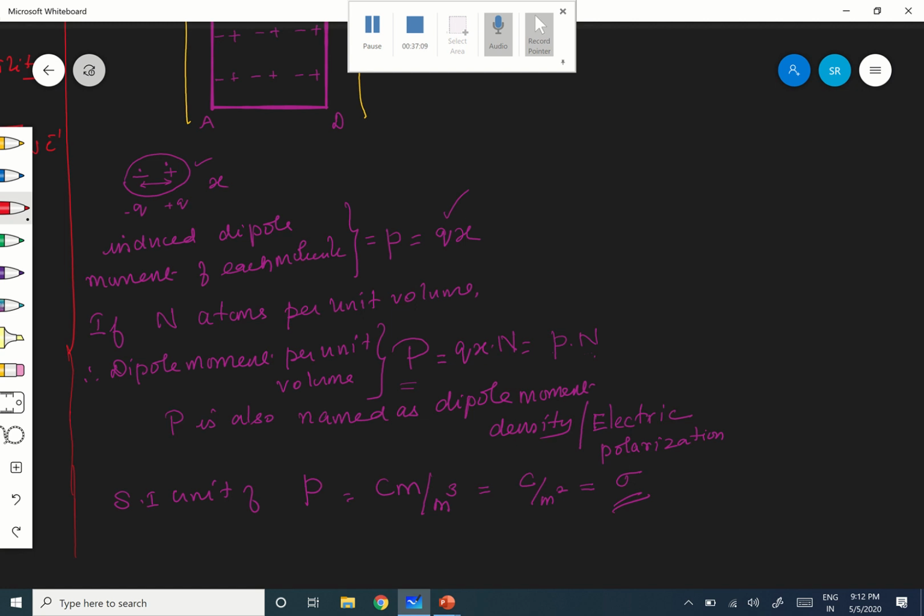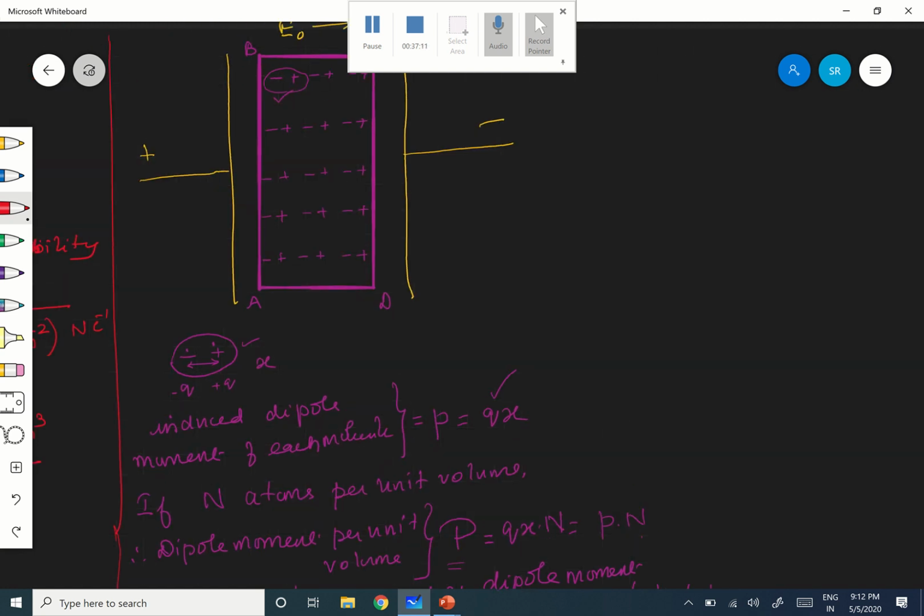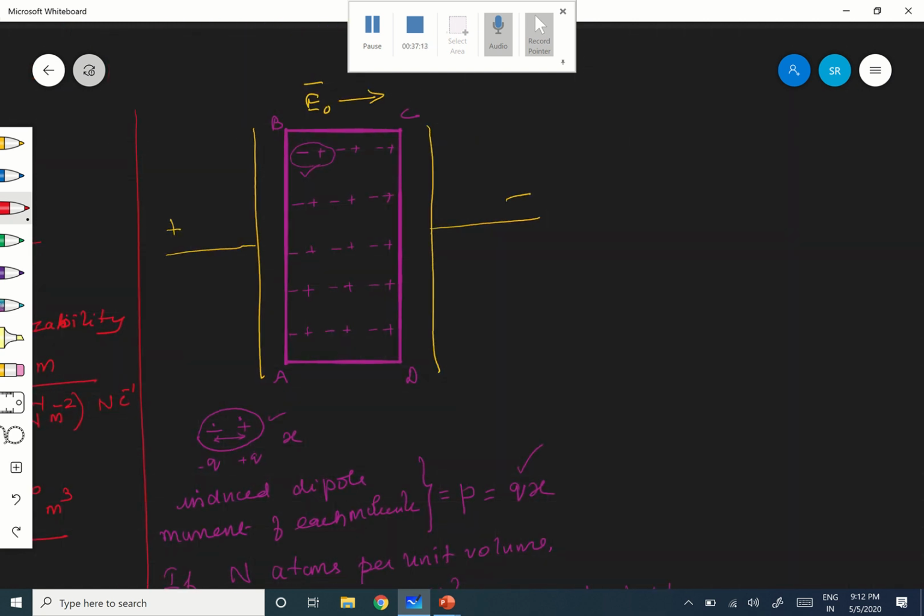Okay, now next one. Let me go to this one. What happens if I keep a dielectric ABCD inside the electric field? Actually, all the molecules are packed very close together. I have drawn them as highly separated here just to make you understand, because I have deliberately left a gap.